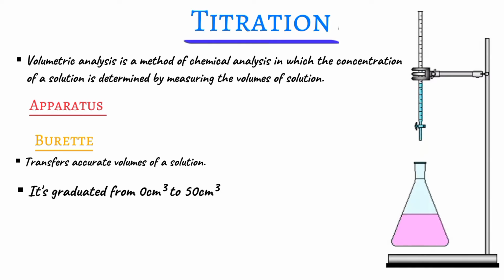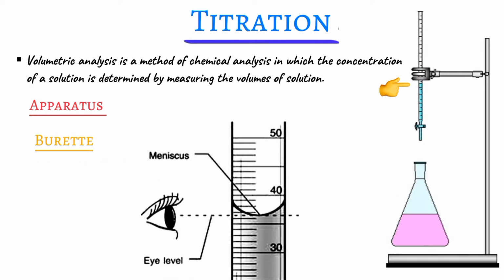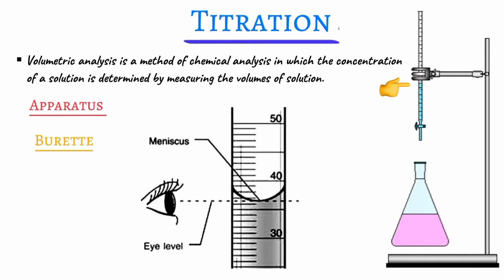After the endpoint has been attained, you're going to read the volume of the liquid in the burette that has been used. Essentially, you look at the bottom of the meniscus in the burette. The volume is always read at the bottom of the meniscus. Your eye should be at the same level as the meniscus, as shown below. Whatever volume you get is the volume of your titer, the amount of titrant that was used. Okay, so that's that on the burette.